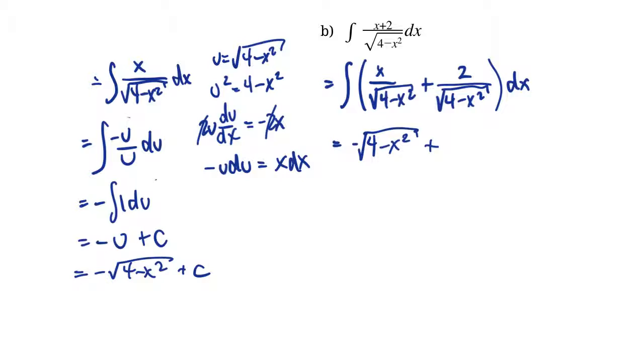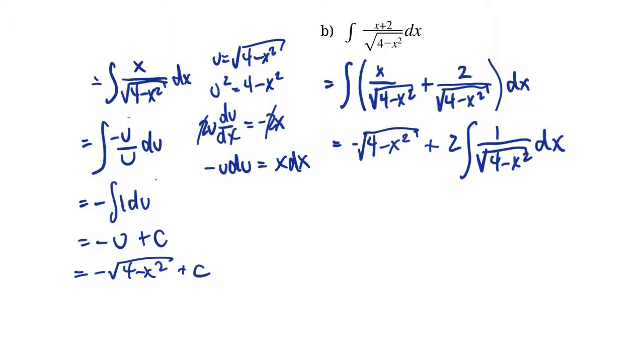Now this second part, I'm also going to simplify that a little bit. I'm going to pull that 2 outside of the integral. And it's going to be 1 over the square root of 4 minus x squared dx.